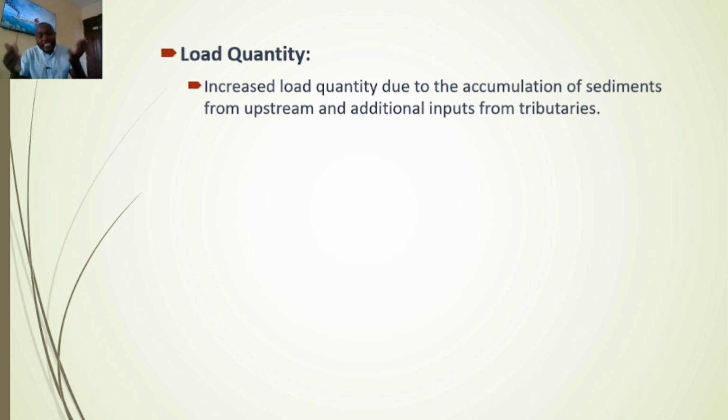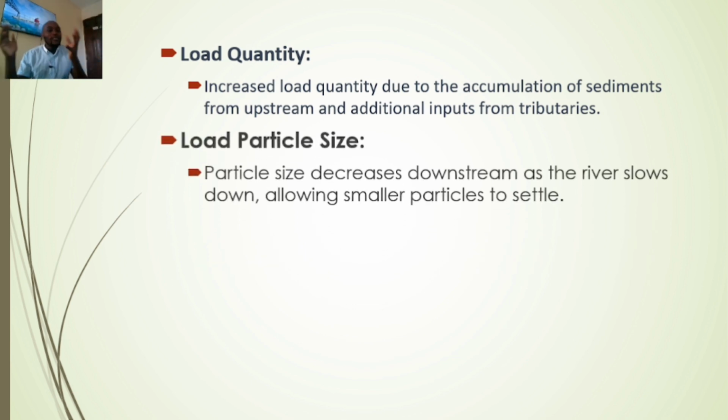We have the quantity and the size of the load. I get the difference because the next one is the load particle size. So the quantity will be increasing as you move downstream due to additional input from tributaries. But the load particle size will decrease downstream as the river slows down, allowing smaller particles to settle. So the size of that particle is going to decrease as you move downstream or the river slows down. Remember, the average velocity is also decreasing as you move downstream, so allowing smaller particles to settle.